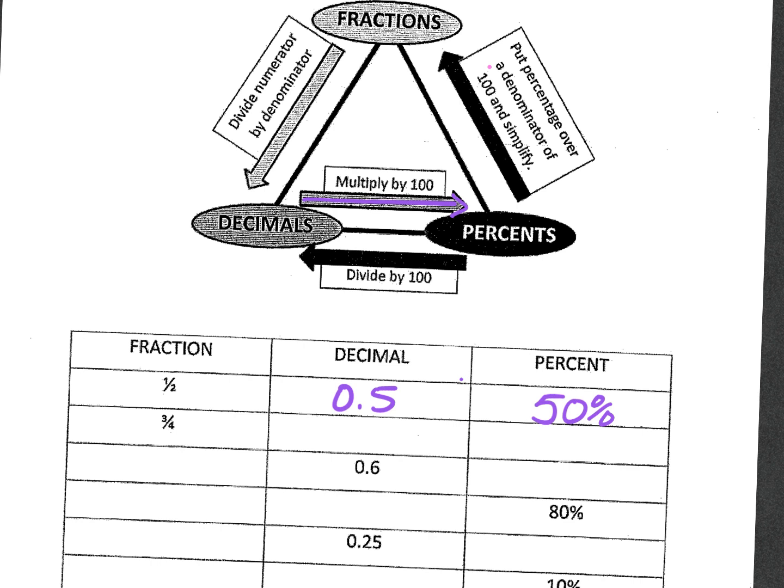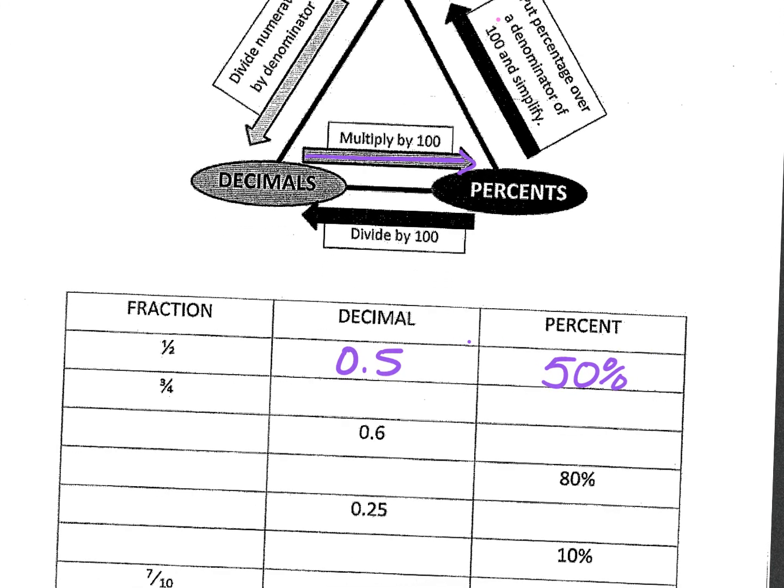If we put 3 divided by 4 in our calculator, we get 0.75. And to move it to a percent, you move that decimal place to the right 2, which is multiplying by 100. So you get 75%. You should start to notice patterns. Next one, 0.6. We can make it a percent pretty easily by multiplying by 100, so that's 60%. Move that decimal place to the right 2.